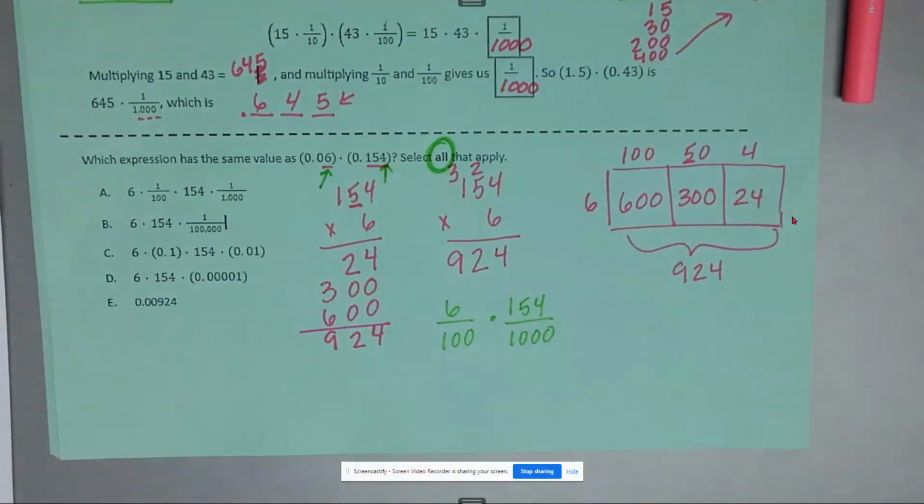You have enough information now to choose which answers could be another way to write this problem. It's a select all, which means there's more than one correct answer. Take your time to do that.